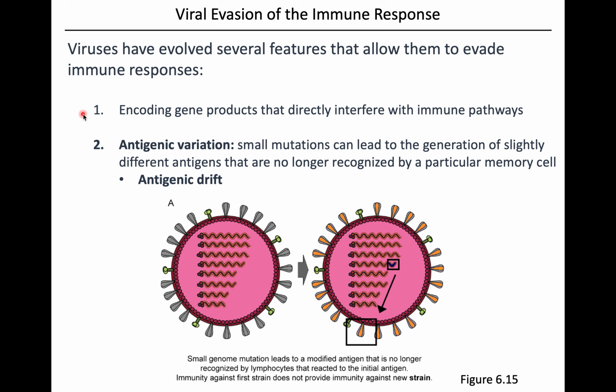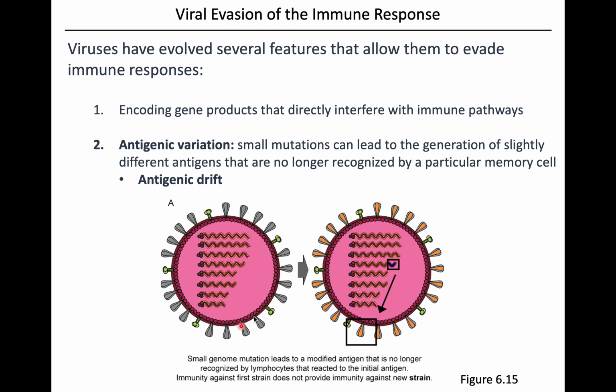A second way they could do it is through what's called antigenic variations. These would be small mutations that are basically leading to the production of new antigens that are no longer recognized by the antibodies that are being produced by those memory cells. So this would also sometimes be called antigenic drift.